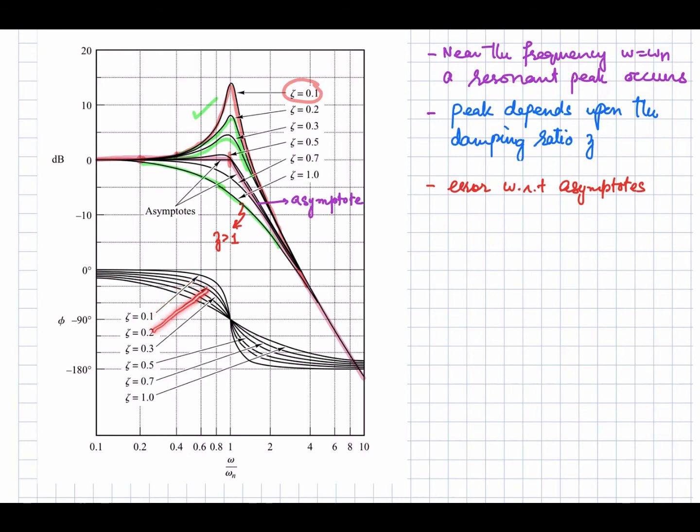As the zeta will be increasing, the phase change will become a bit slower as compared to this one, right? So this is the phase plot, and this is the gain plot. Variation of the gain with respect to the frequency and the variation of the phase with respect to the frequency.